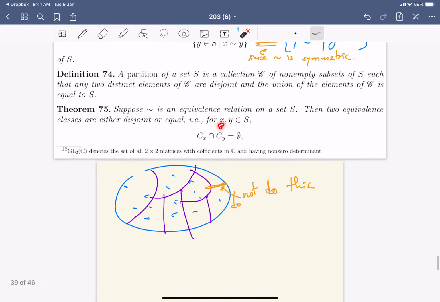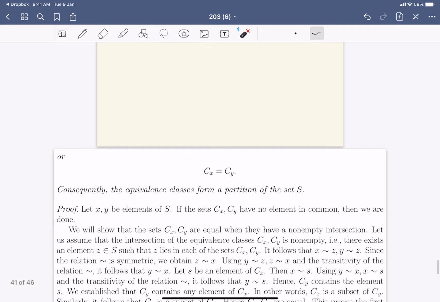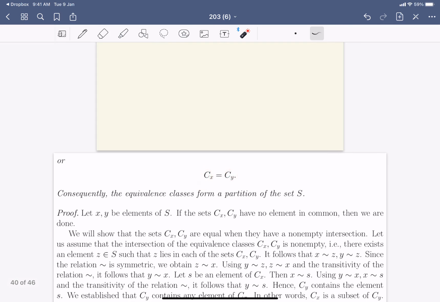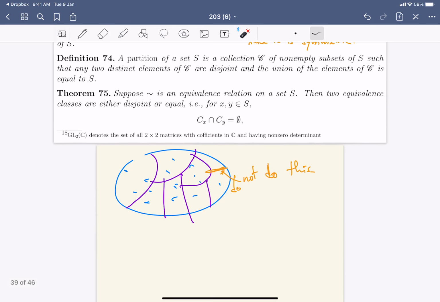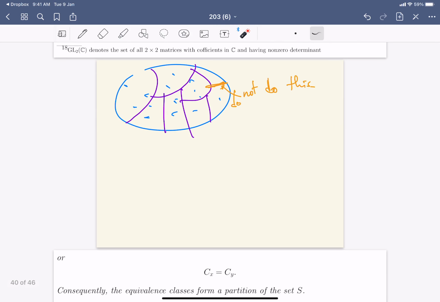So if you pick two x and y, and it happens that x is equal to y, then certainly Cx is equal to Cy, there is no doubt. I'm not saying that if x is not equal to y, then Cx intersection Cy is empty. Let me write it down, because this is a crucial point. This is quite crucial, though elementary, but it may lead to some confusion.